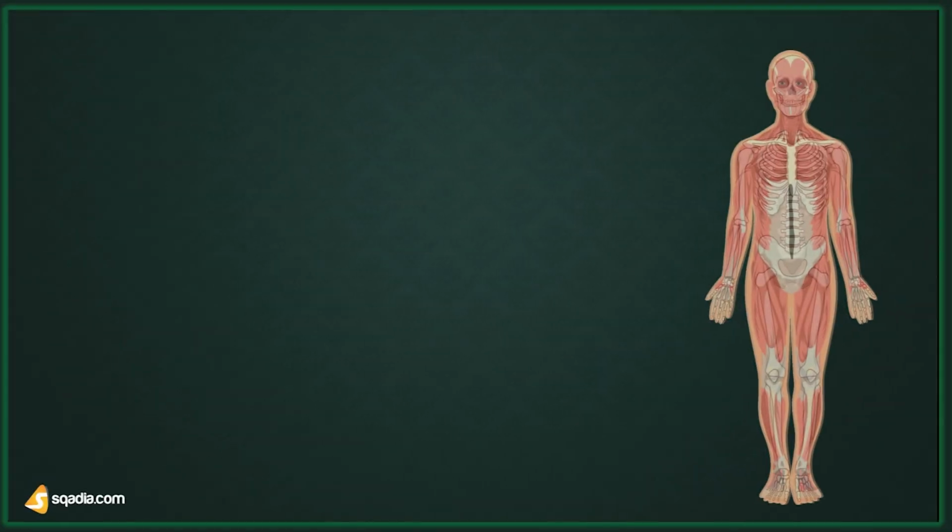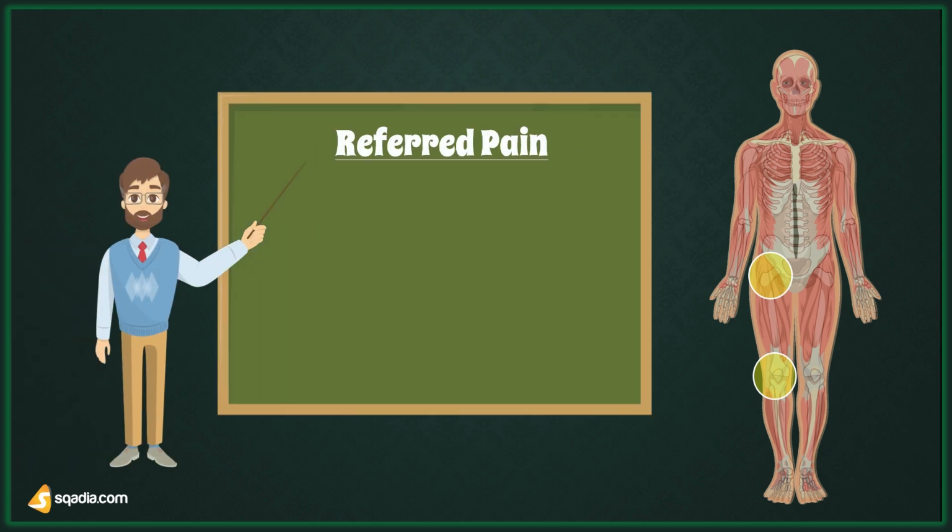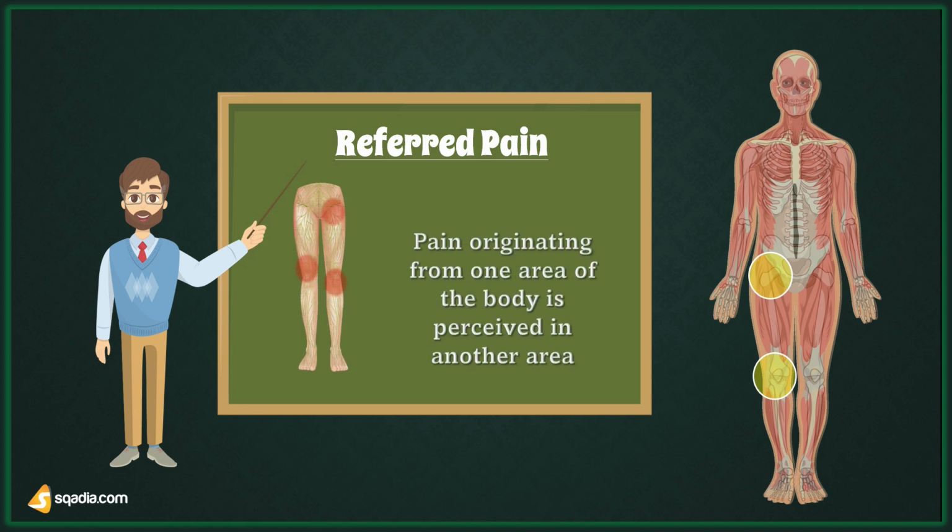Due to the fact that the obturator nerve provides innervation to both the hip and knee joints, there is a possibility of pain referral between these joints. This phenomenon is known as referred pain. Referred pain occurs when pain originating from one area of the body is perceived in another area that shares nerve pathways.